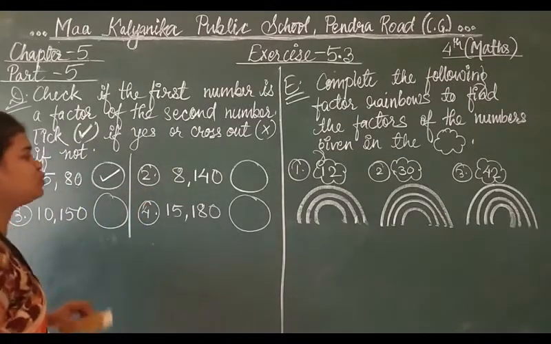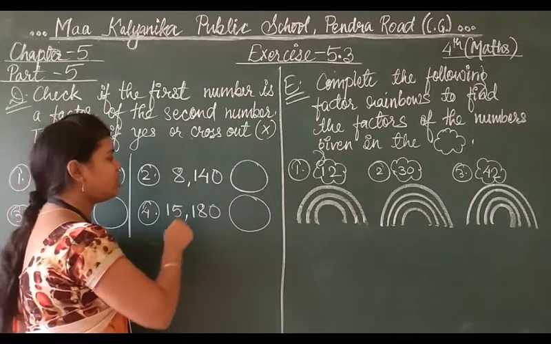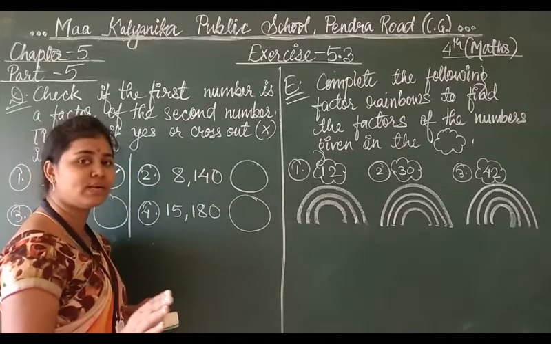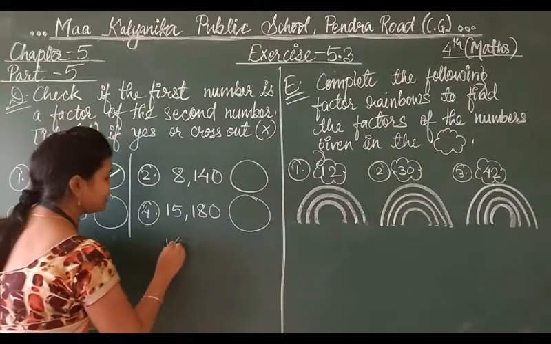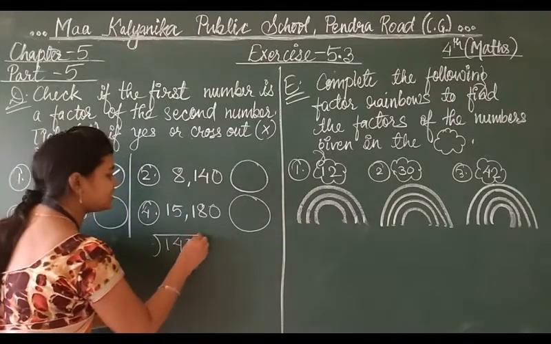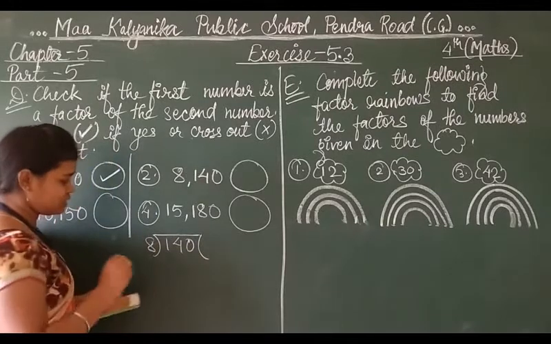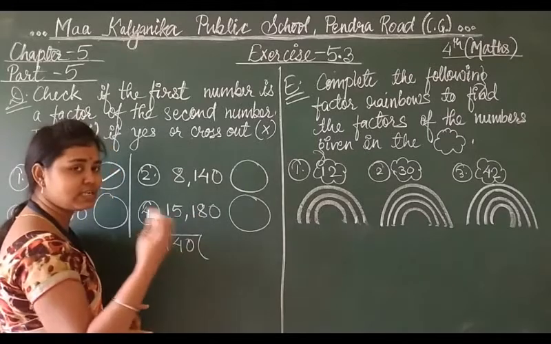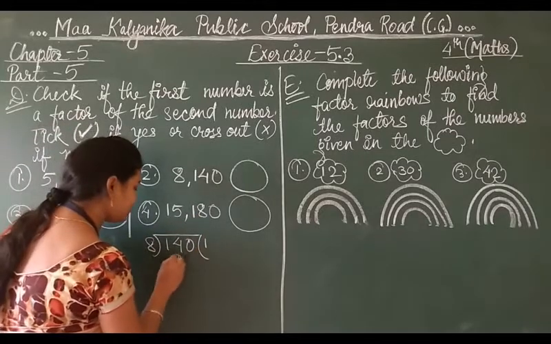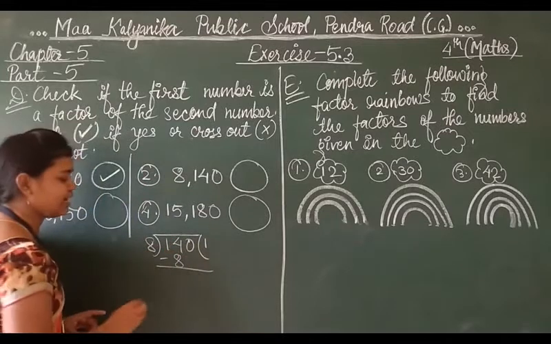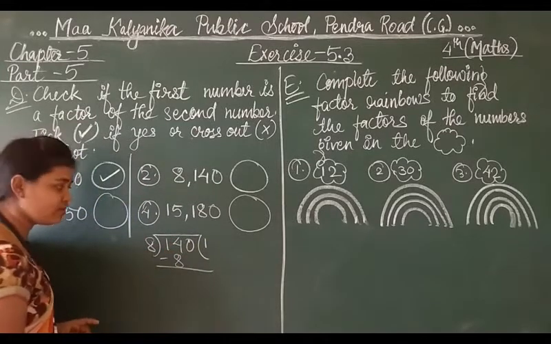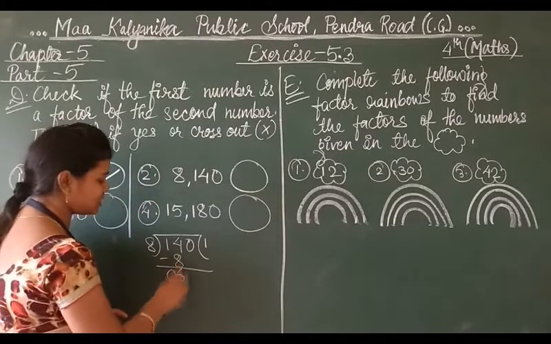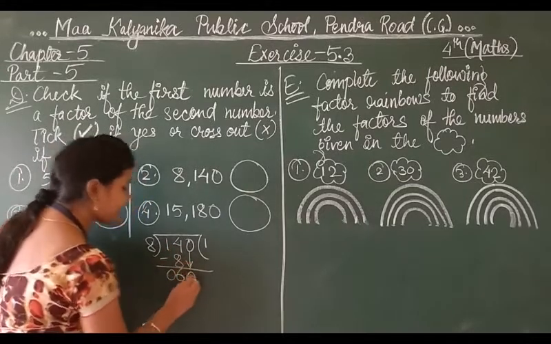Now moving to question 2. 8 comma 140 means 8 is the first number and 140 is the second number. So let us divide and find out whether it is a factor or not. See students, 140 divided by 8. 8 ones are 8, 8 twos are 16, which is greater. So 8 ones are 8, we will take. So 14 minus 8 is 6. Here I am writing 6, and carrying down 0.